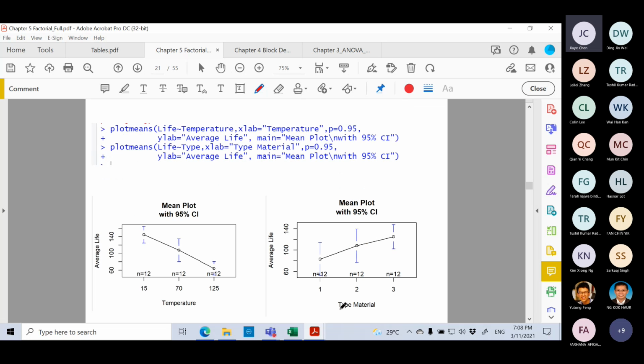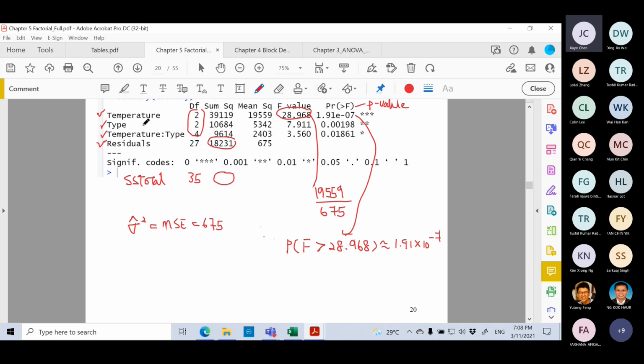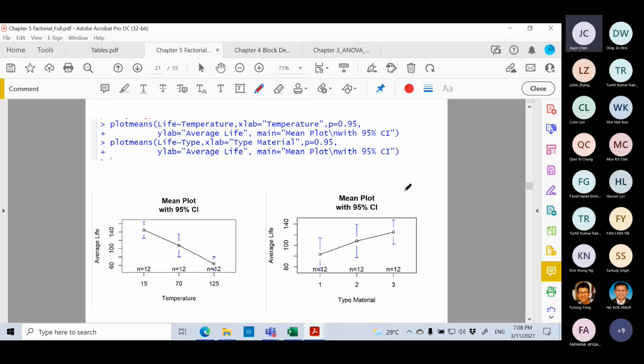Similarly, for the type of material, if you use the first type, second type, and third type, you can see that the average life will increase. But we also do not know whether between type 2 and type 3 there is a significant difference or not. Based on the result here, we know that overall, if you use different types, there is a significant difference, but we do not know which specific pair. Therefore, after that, we need to run what they call the Tukey test and the LSD test to test which specific pair will have a difference.